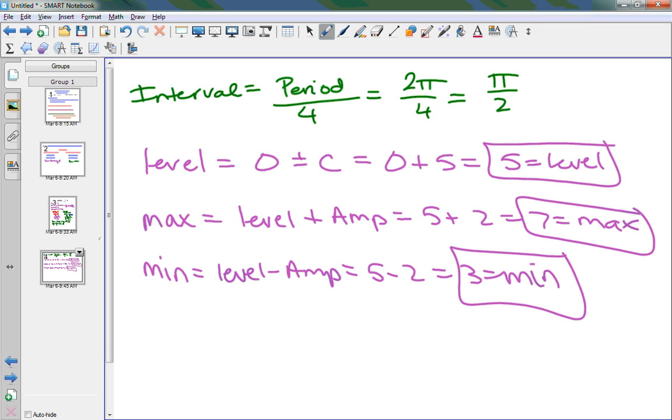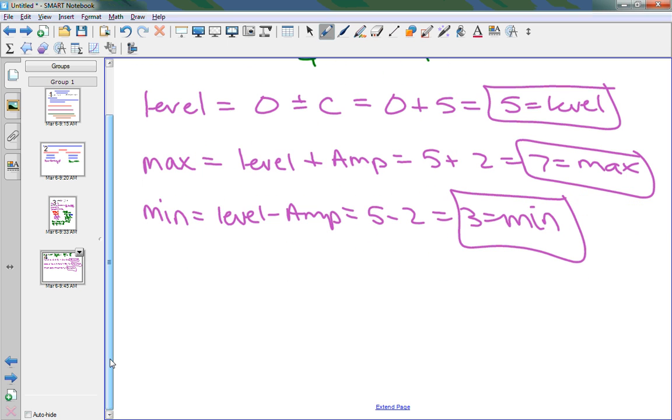Cosine. I'm graphing cosine. So the next thing, to be able to use our nice little formulas, or our patterns that we've been using, is we need to get the picture of cosine in our head. What does cosine look like? The graph of cosine looks like this: max, level, min, level, max. Okay, we have a nice little view with the graph of cosine, correct?